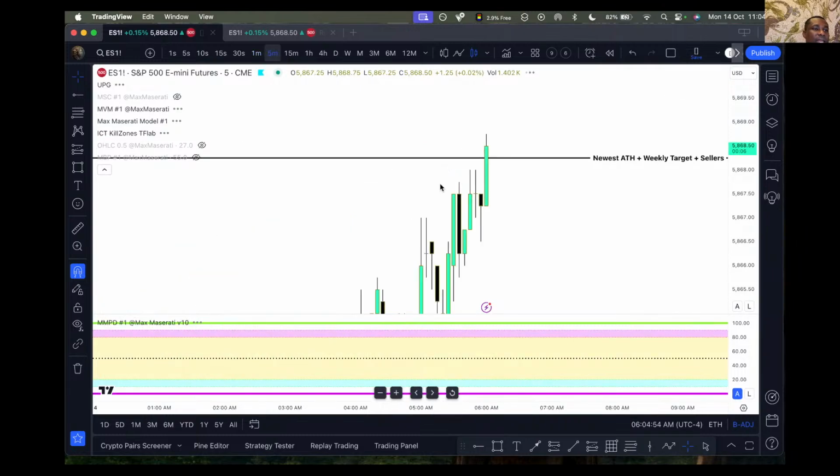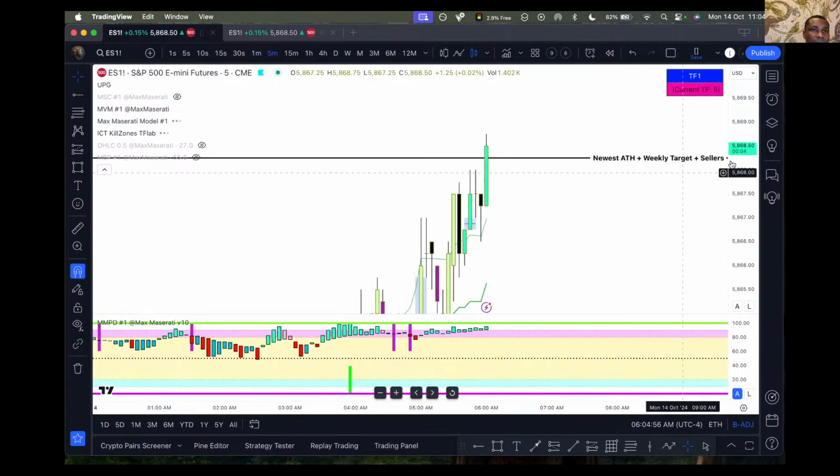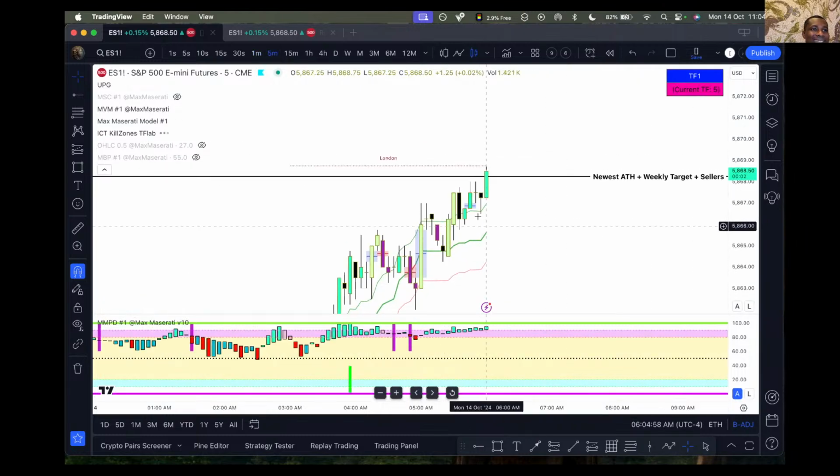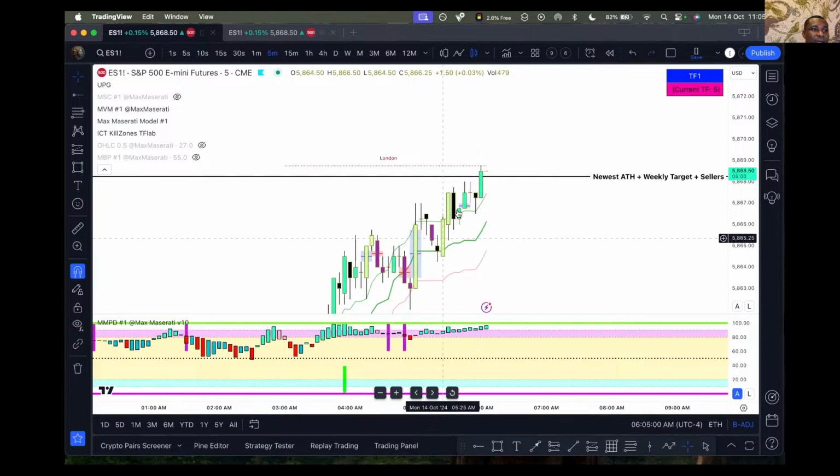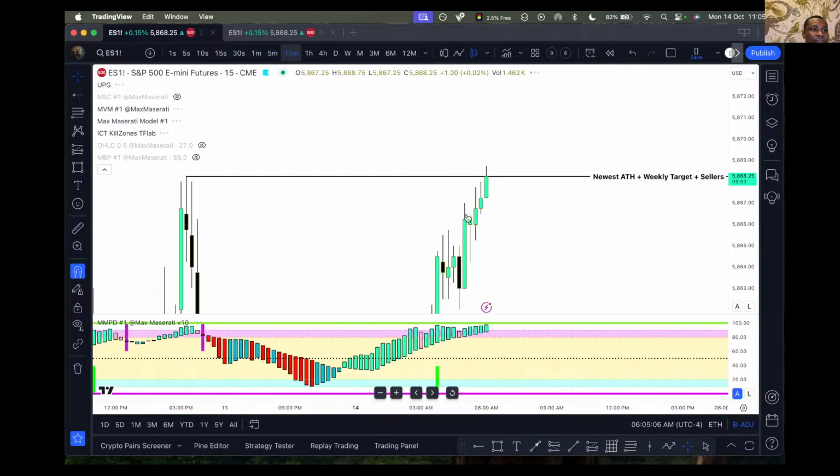But on the 5 minutes, price is outside of the volatility band, which means the buyers are very, very strong. See, the buyers are very strong in 5 minutes. On 15 minutes, are we outside of the volatility band? Yes, which means the buyers are strong. So we might highly likely see price keep pushing up.